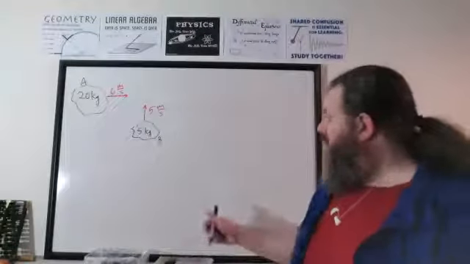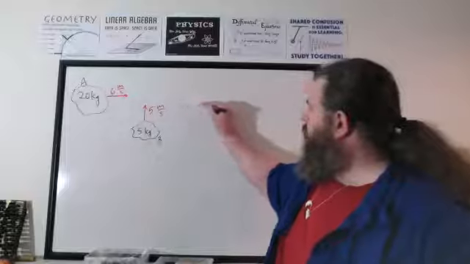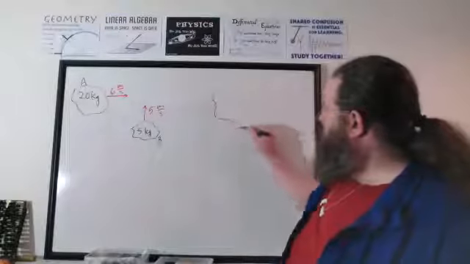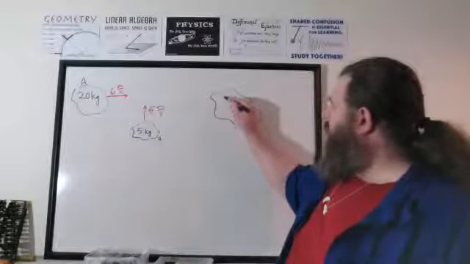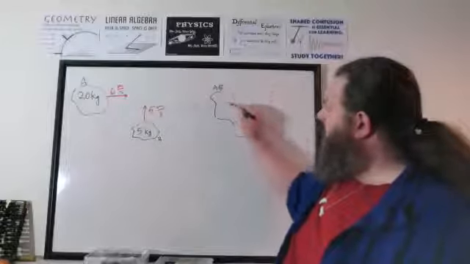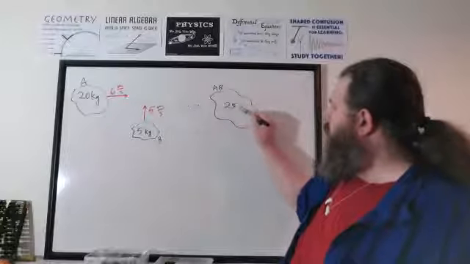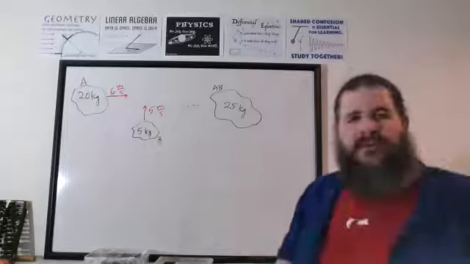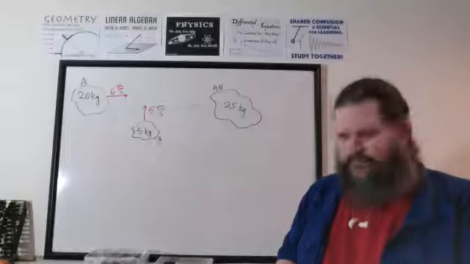And let's say they collide and stick together. So we now have object AB, a 25 kilogram rock. And approximately which direction would you expect that to be traveling?